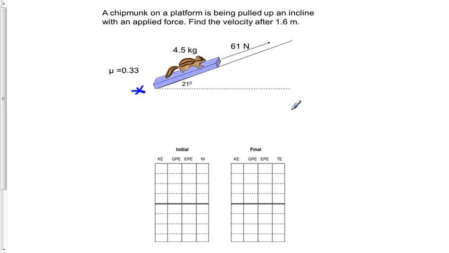A couple things we need to figure out before we do the question. We'll need to know the height after going up 1.6 meters. Now the 1.6 meters is along the incline. We're trying to find the height of it here. So the height is then going to equal 1.6 sine of 21, because we have a triangle. Okay, here's our angle. Our hypotenuse is 1.6. We're trying to find the opposite side. Then the height is 0.57 meters.